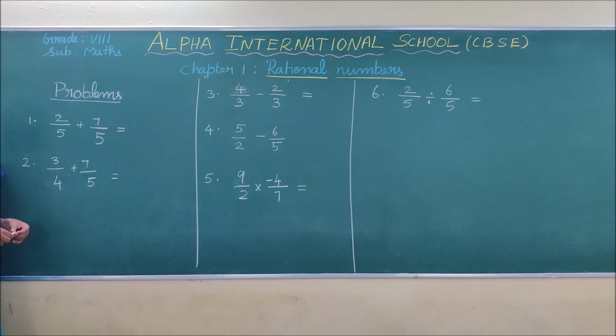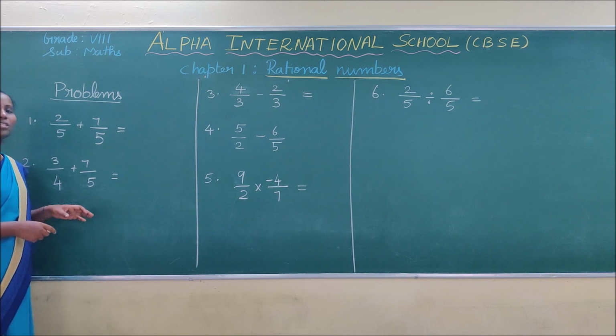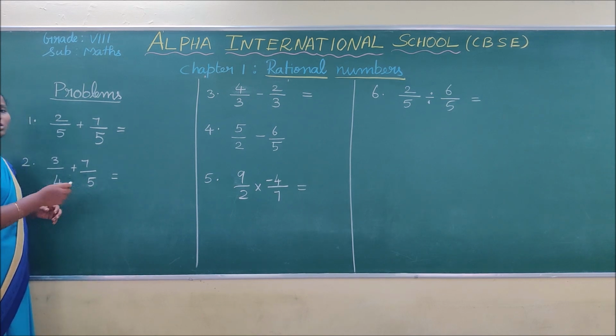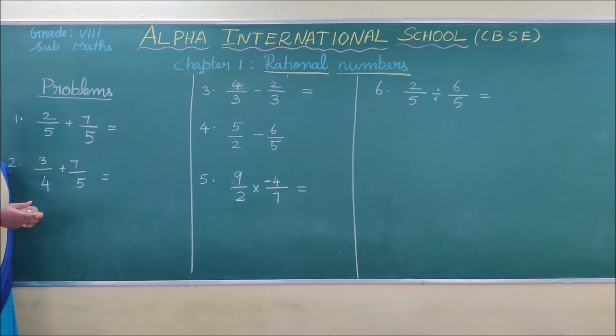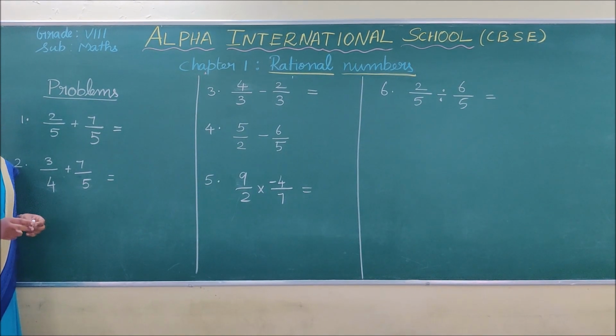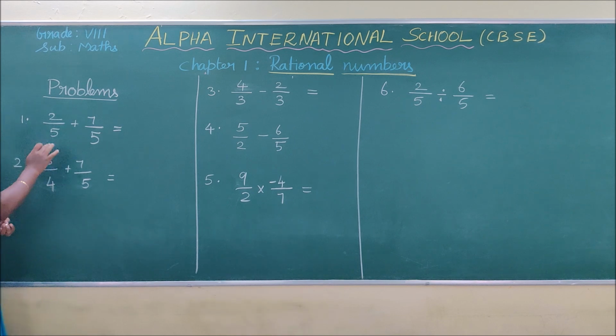Now we are going to see some basic problems on rational numbers. If we solve this problem, we are able to easily understand the next property, associative property, and the excess problem also. Now, listen, we are going to do the problem based on addition. 2 by 5 plus 7 by 5.